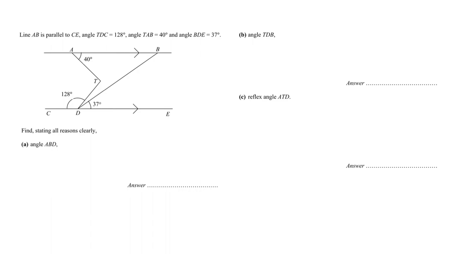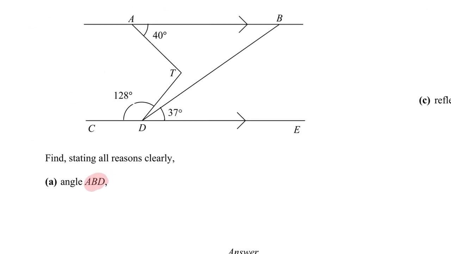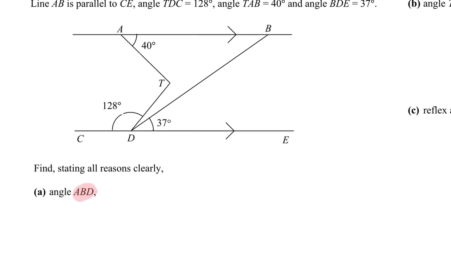Angle ABD, that's the first angle that we need to find. So I'm going to zoom in. Angle ABD will be here. Hope you can see that angle ABD is alternate angle to angle BDE, and because they are alternate angles, the value is the same.